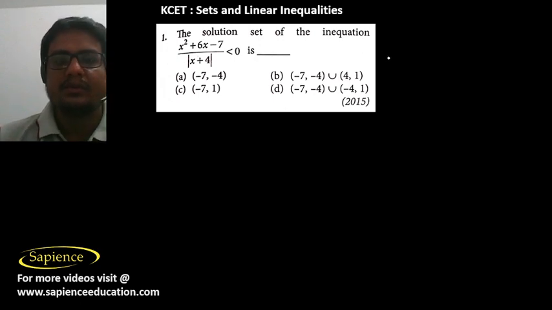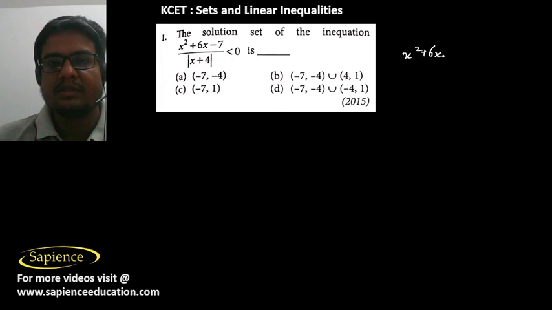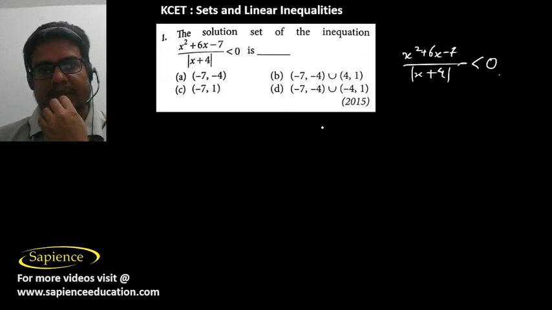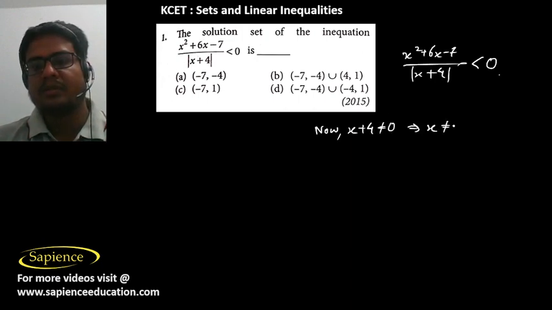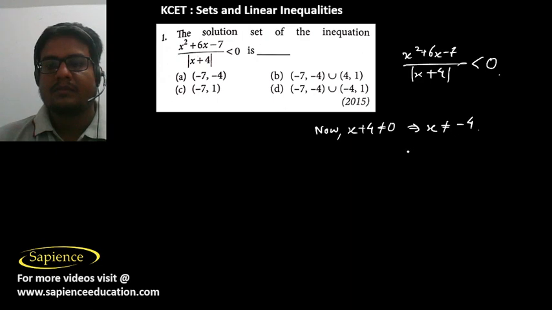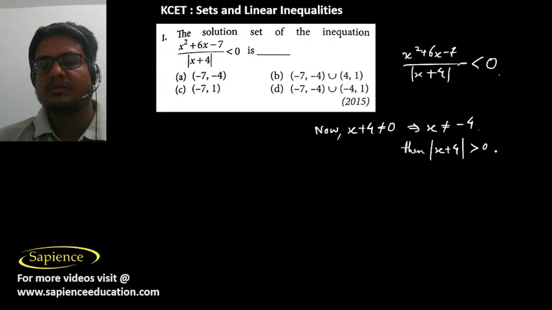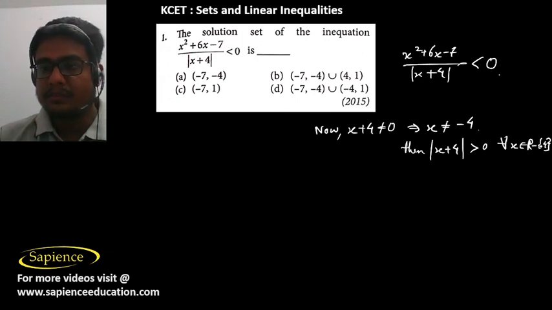So we have to find the solution set of the inequation x square plus 6x minus 7 by mod of x plus 4, that is less than 0. So now x plus 4 should not be equal to 0. It means that x should not be equal to minus 4. So then mod x plus 4 will always be greater than 0 for all x belonging to R minus {minus 4}. So except minus 4, if you take any real number, then it will be a positive value only.